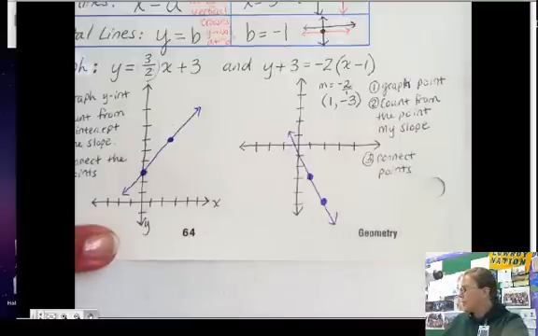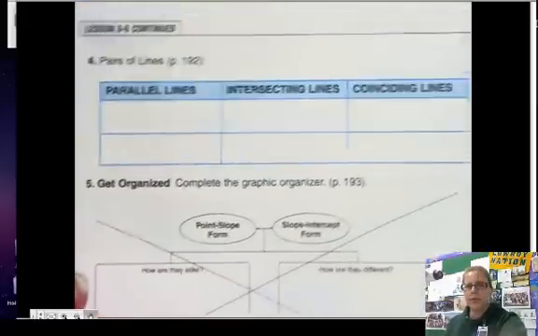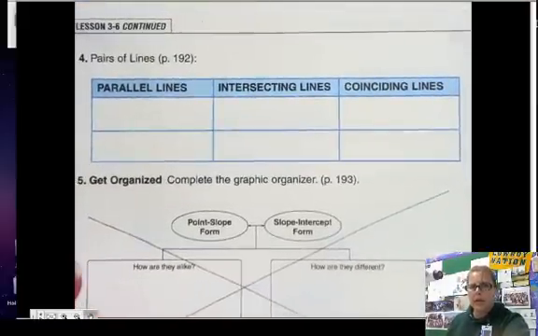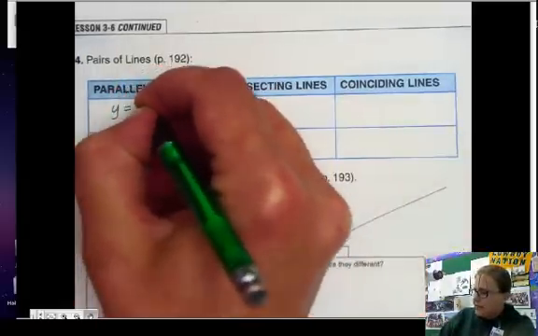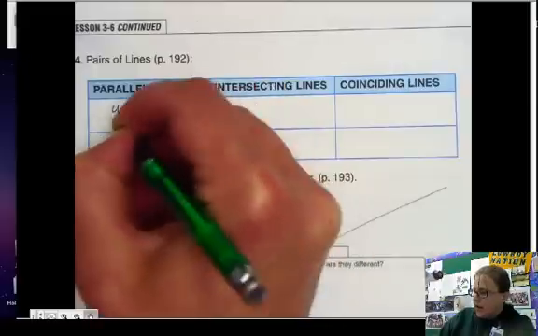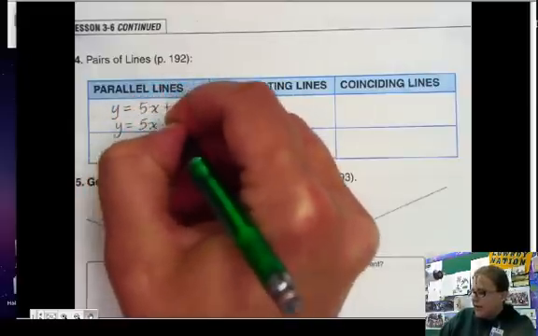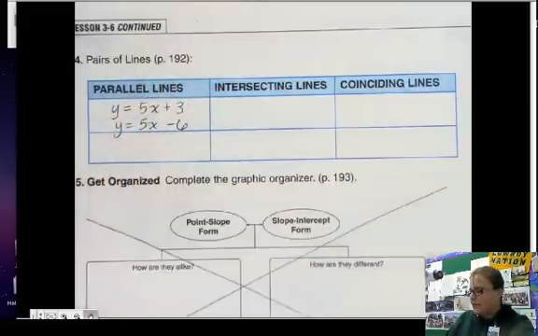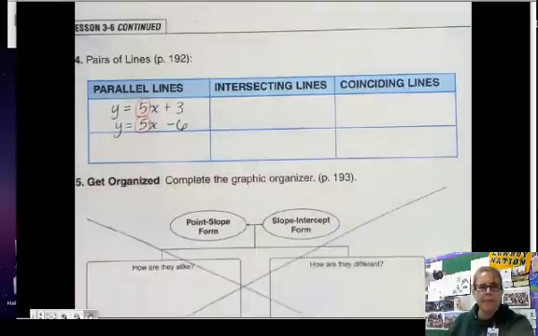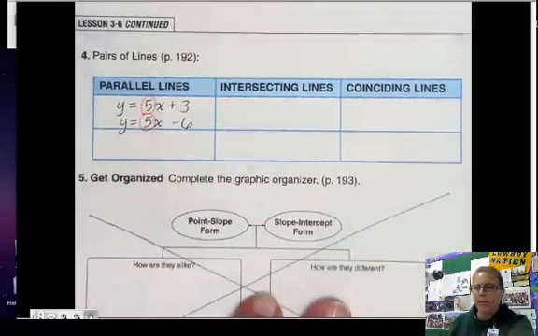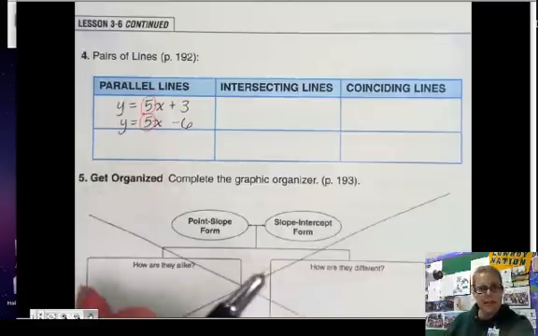Okay? So now let's talk about parallel and perpendicular lines and intersecting. So what happens if it's parallel? Well, if the lines are parallel, then you will have the same slope. So you'll have like y equals 5x plus 3 and y equals 5x minus 6. Notice that the slopes for both of these are the same. That means that they are parallel. We learned in our last lesson that parallel lines have equal slopes, and this is an example here.